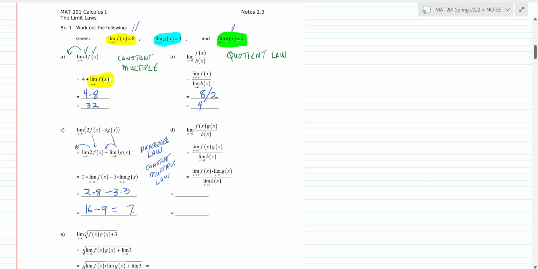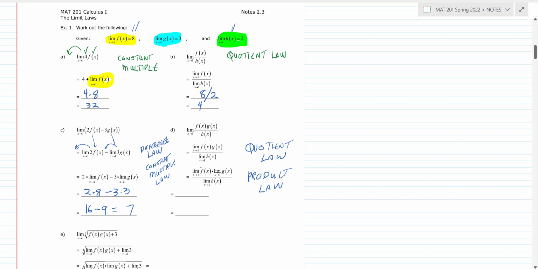Okay? And then the next one, we're doing this expression, so we're going to use the quotient law to begin with. So what I'm going to do on that, notice that I just did the limit of the numerator, f of x times g of x, then divided by the limit of the denominator. That's showing the quotient law. And then I'm going to show the product law.